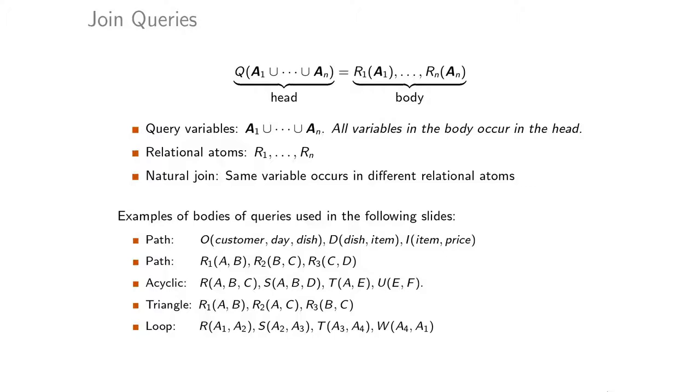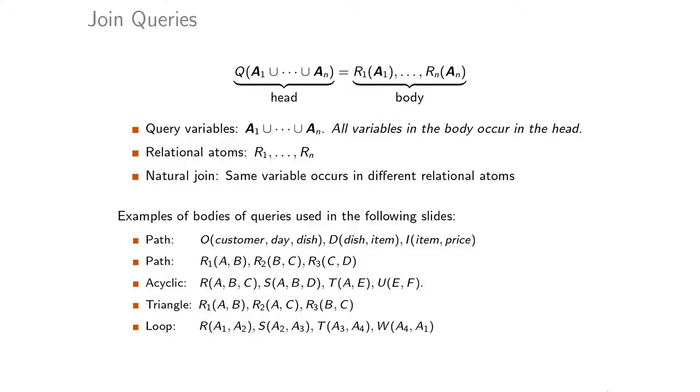Another is a path query: you have two variables A, B, and then B, C, and then C, D. You can see this as a sort of path in a graph. You hop from A to B, and then B to C, and C to D. And you would like to see whether such a path or such a walk exists. This is another query which is similar to the previous one.